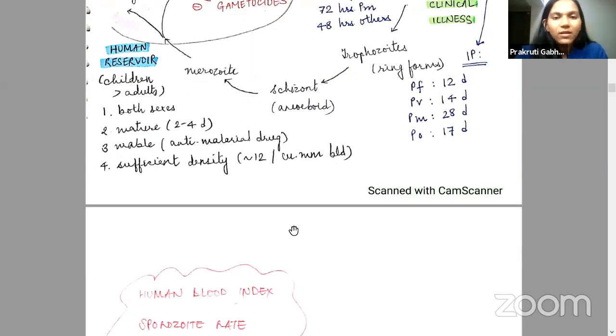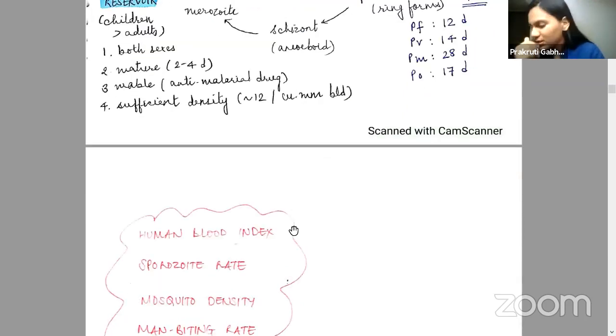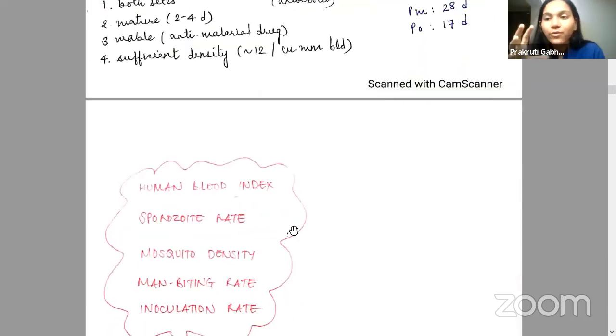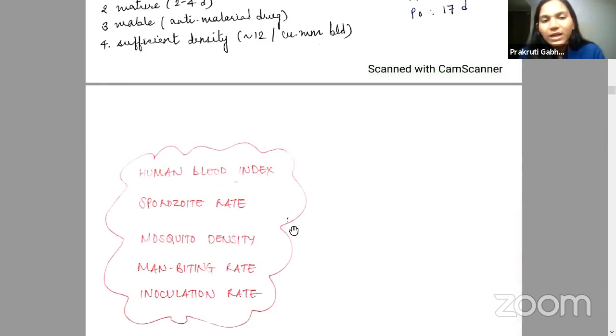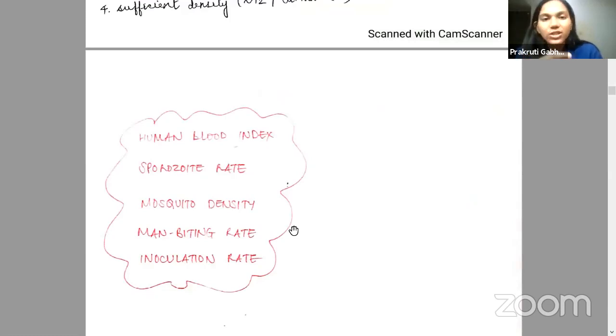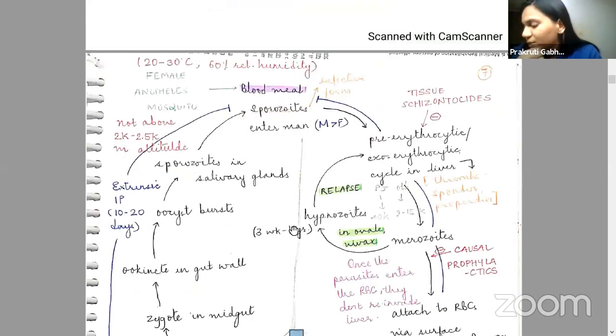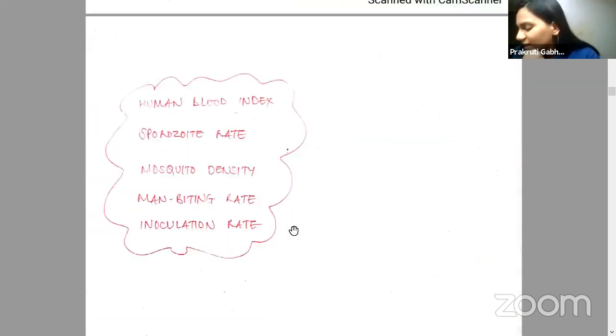Now, depending on all of this information, we use it for what is known as the measurement of malaria. What is the extent of malaria? I've already discussed the human blood index, which is the proportion of freshly fed female anopheles which contain human blood in their stomach. The next is the sporozoite rate, which is pretty obvious: the percentage of female anopheles with sporozoites in their salivary glands. The next is mosquito density. It's again quite self-explanatory: the number of mosquitoes per man-hour catch.